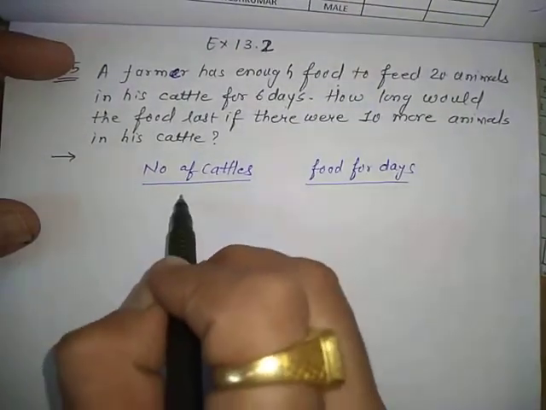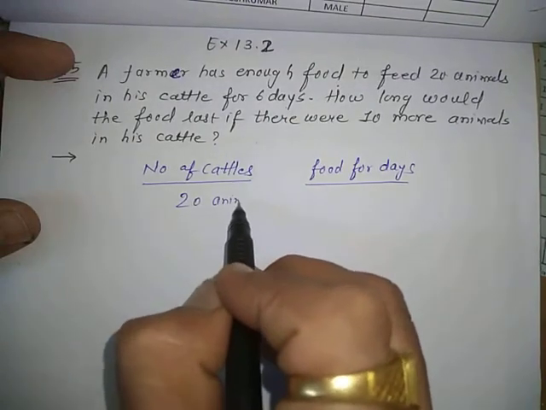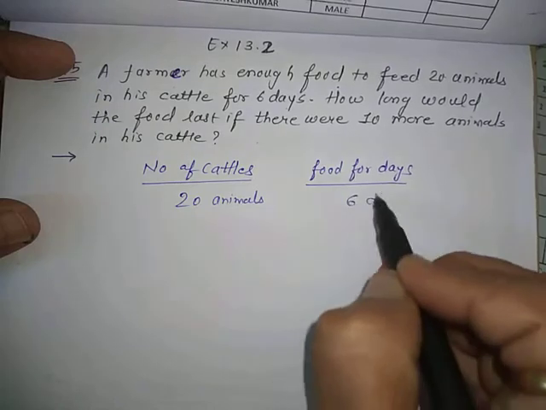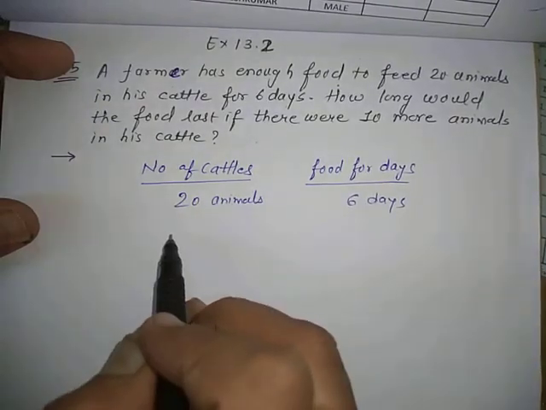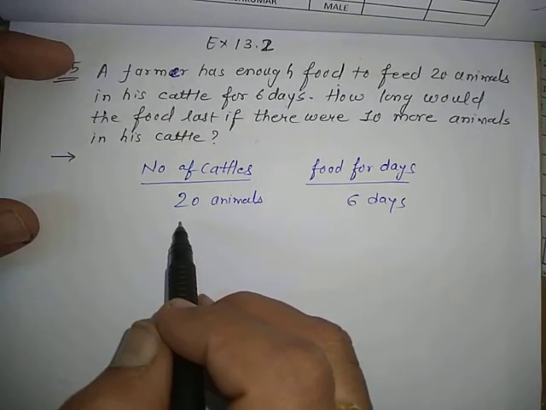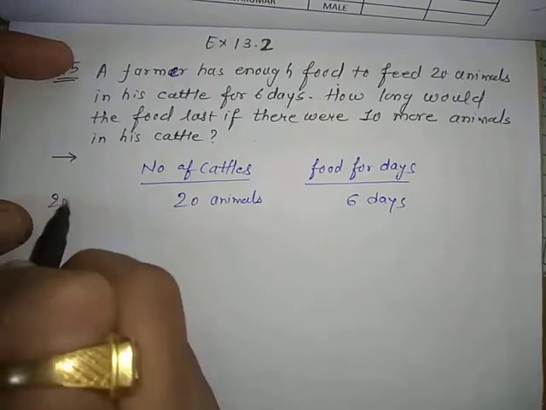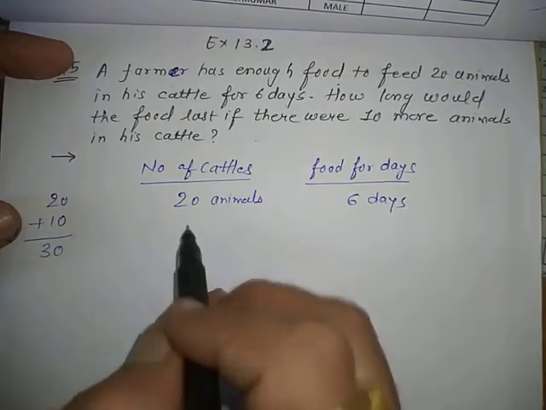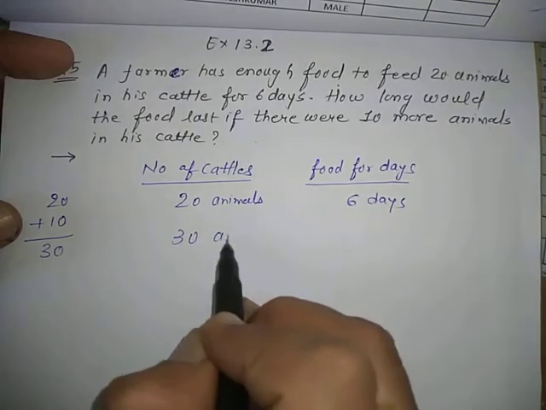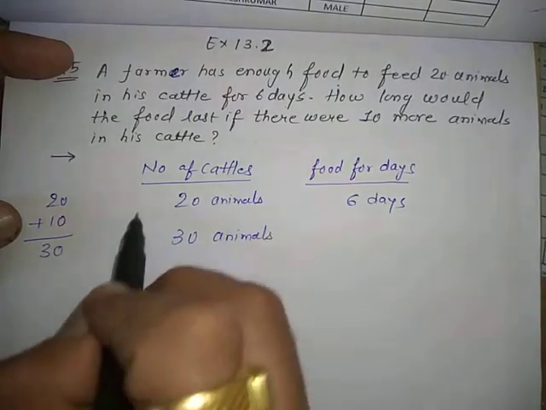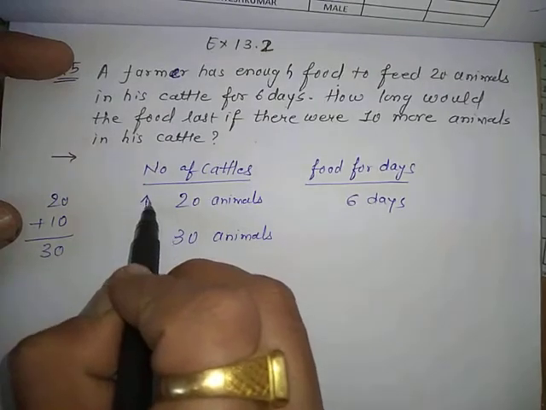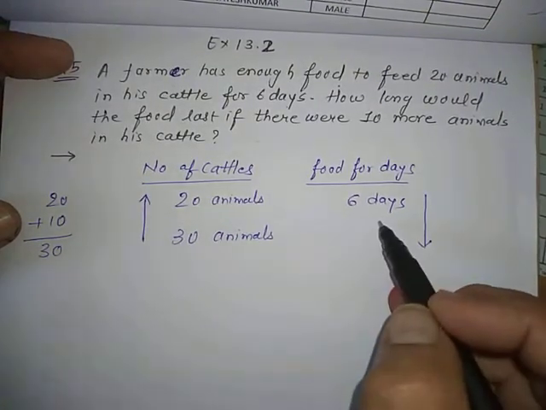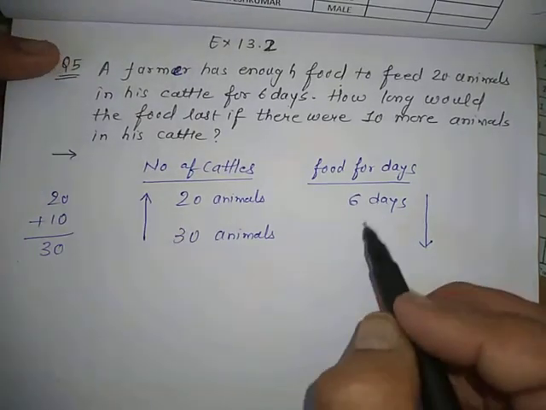So number of cattle is 20 animals. So it will last for 6 days. Then he said 10 more animals were added to it. More animals, so 20 plus 10, so total animals will be 30. So number of animals increases. Now the days will decrease because they will be getting food for fewer days.